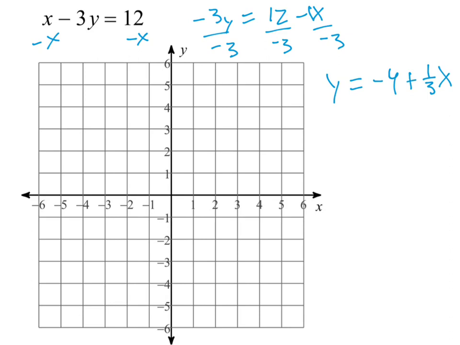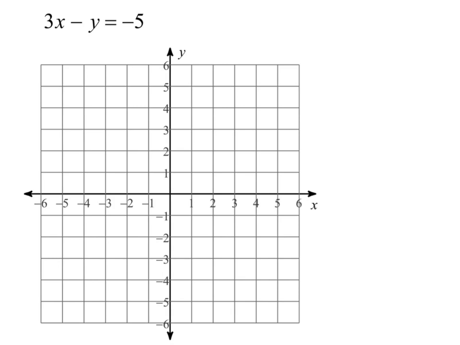So now I have my different parts for my line. I have my b value. I have my m value, my y-intercept, and my slope. So I'm going to put a dot on my y-intercept of negative 4, and then I use my slope of 1/3, which is up 1, and then right 3. So I go up 1, right 3, up 1, right 3. I can also go down 1, left 3, and get another point, another couple points that way. And now I have all my points, and it makes a lovely line here, like that.